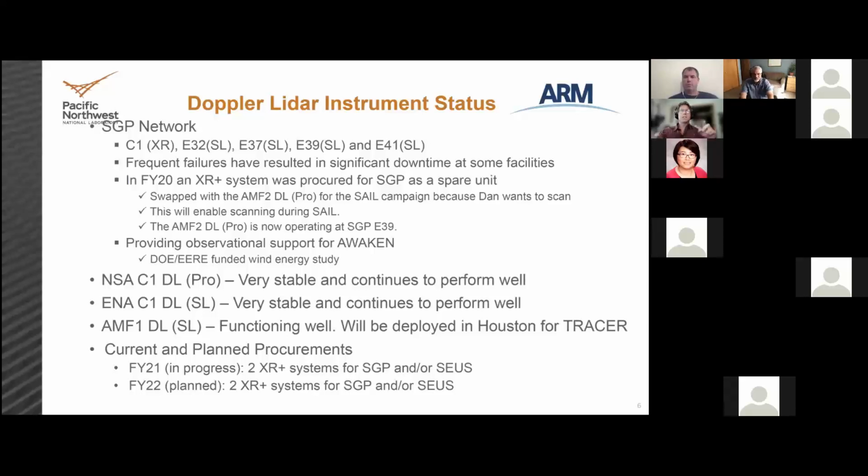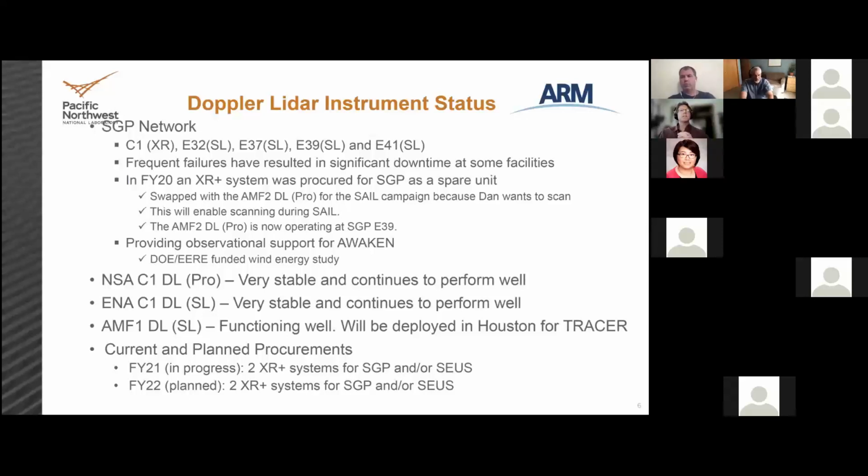The plan currently is to swap this system with the AMF2 Doppler LiDAR because Dan Feldman would like to see some scanning done for the SAIL campaign. So we've actually already done that swap. The AMF2 Doppler LiDAR that was operating on the Polarstern is now at SGP E39. Also, the SGP network is really important for providing observational support for a big wind energy experiment coming up called AWAKEN that folks within this community may or may not be aware of.